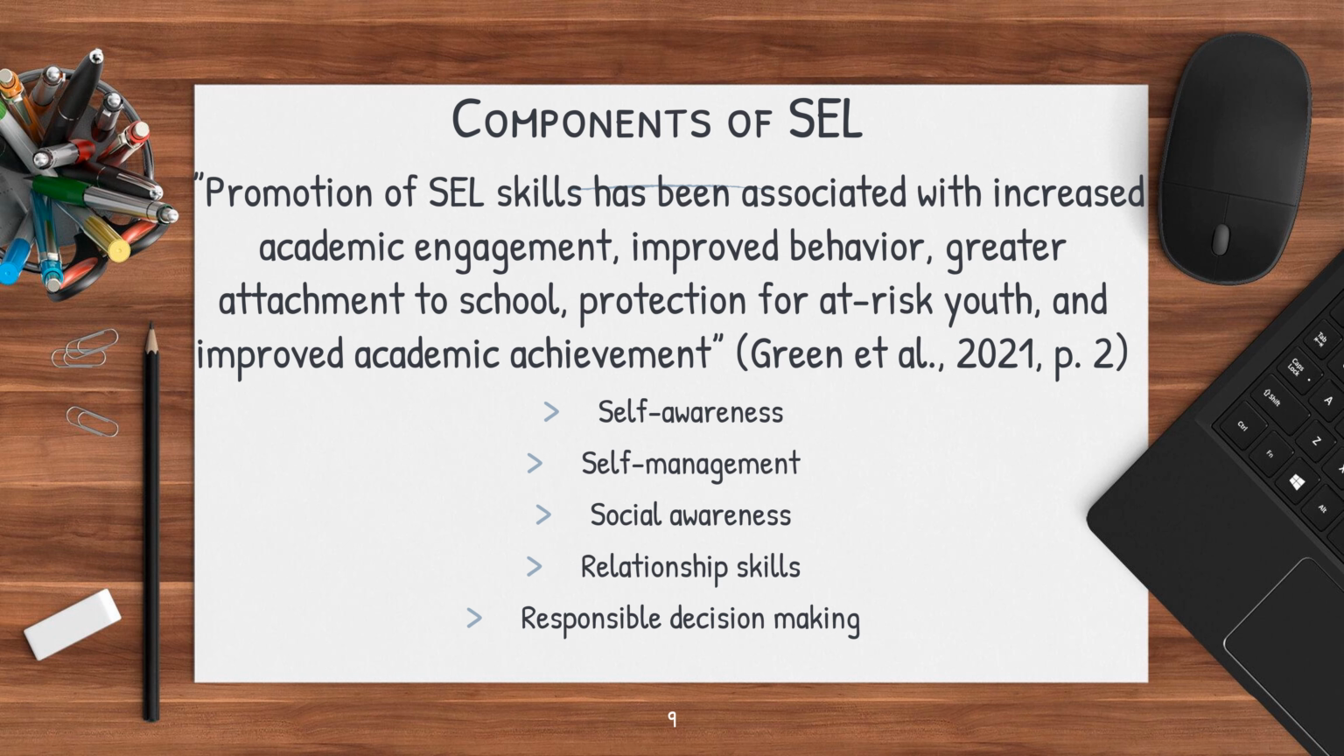These are the 5 components of social emotional learning. Students will have self-awareness, self-management, social awareness, relationship skills, and responsible decision making.